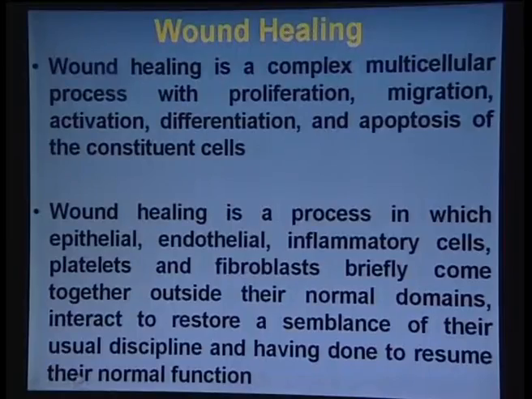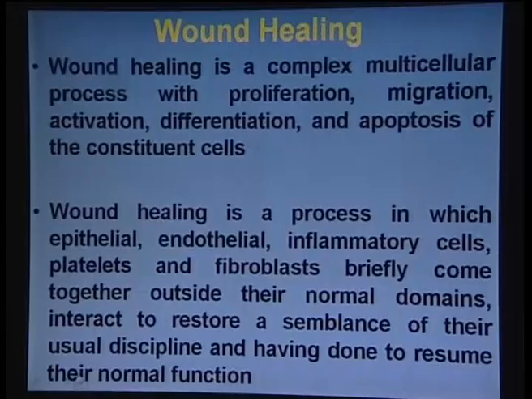And then wound healing is a process in which epithelial, endothelial, inflammatory cells, platelets and fibroblasts briefly come together outside the normal domain, interact to restore a semblance of their usual discipline, and having done so, resume their normal function. So, this is another unique definition. It mentions that different types of cells come together briefly, meaning for a short time period, interact with each other, and then all these groups of different types of cells start performing their own functions.